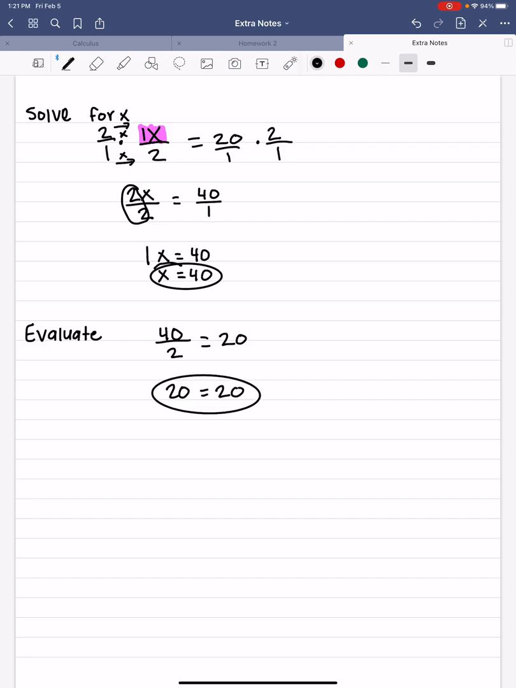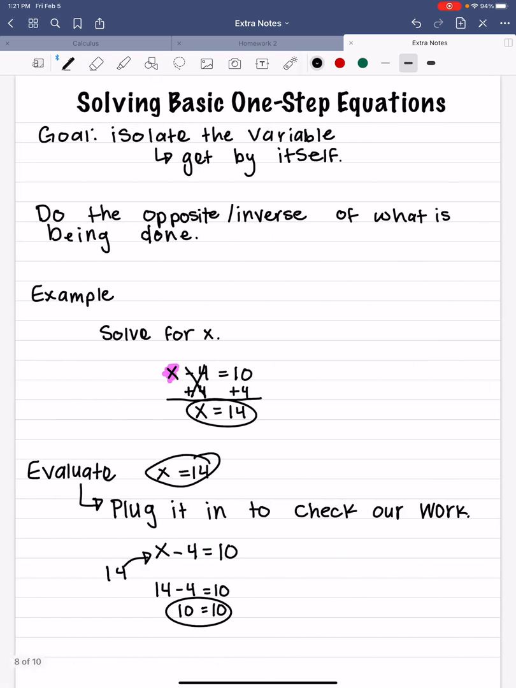So that is how we solve and evaluate basic one-step equations. We just had to do one thing on each side to get the variable by itself, which is why we call it a one-step.